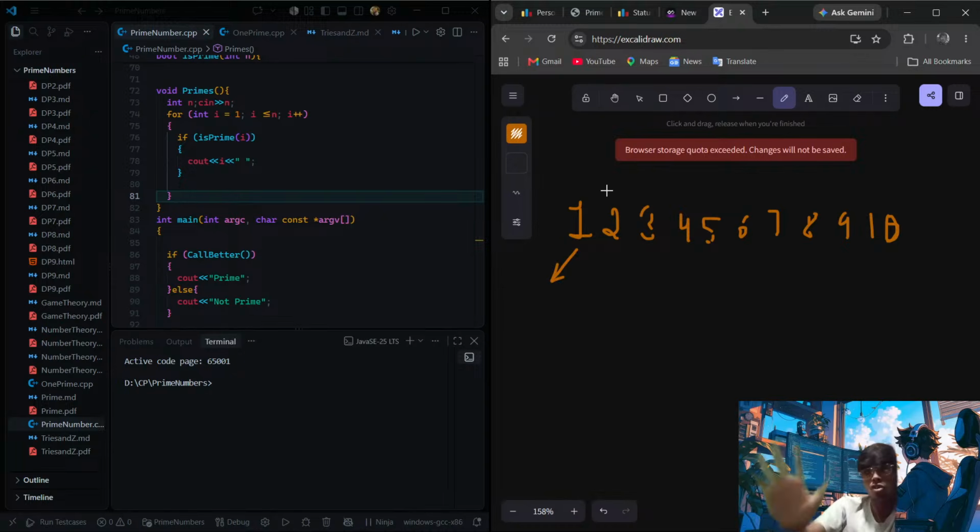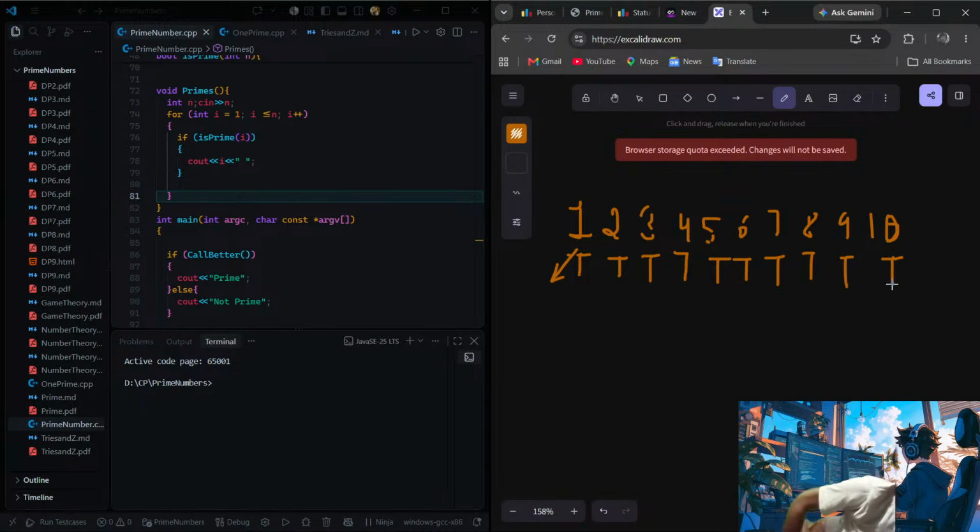So initially, we think that every number is a prime number. So 1 is also prime, 2 is also prime, 3 is also prime, 4, 5, 6, 7, 8, 9, 10 are also prime, right? Now, one thing we know is that 1 is not a prime. So we will mark that: 1 is not a prime number.